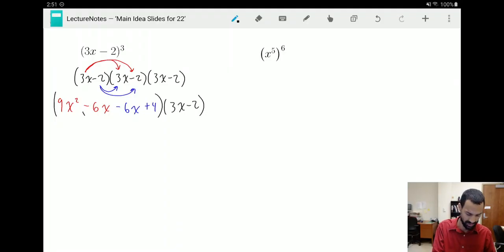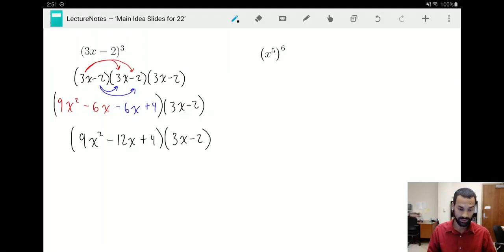Before I go any further, I should probably combine my like terms here. Negative 6x minus 6x is negative 12x. So this is going to be rewritten as 9x squared minus 12x plus 4 times 3x minus 2. Okay, now we are going to, again, do the distributive property. We have three terms here that we're going to multiply times the two terms here. Okay, well, 9x squared times 3x would be 27x to the third power. 9x squared times negative 2 is negative 18x squared.